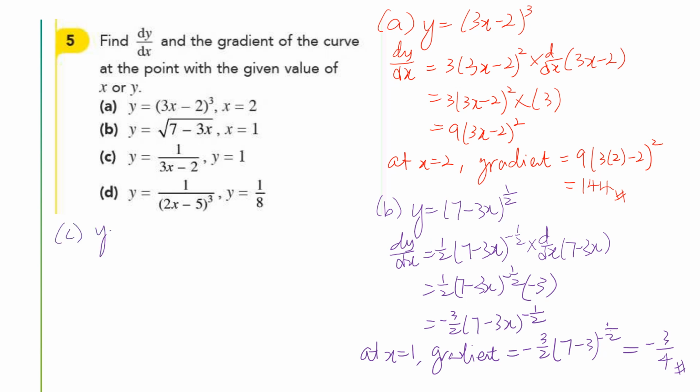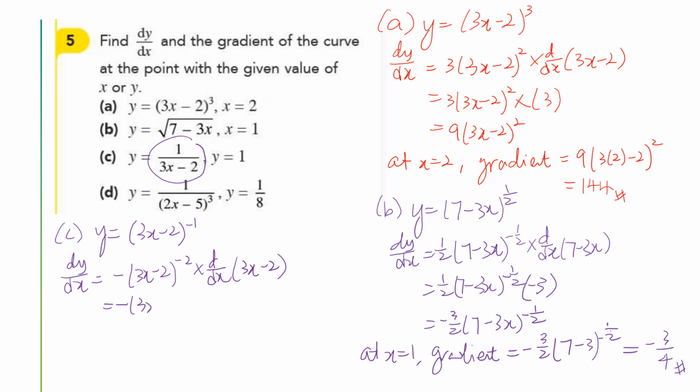Likewise, convert this into a negative index, so that will be (3x minus 2) to the power negative 1. Find your derivative. Bring your negative 1 to the front so that it becomes negative in front, negative at the coefficient, and then (3x minus 2), negative 1 minus 1 is negative 2, times differentiate whatever is inside your bracket. Differentiate 3x, you get 3. Differentiate negative 2, you get 0. So that gives you negative 3 (3x minus 2) to the power negative 2.